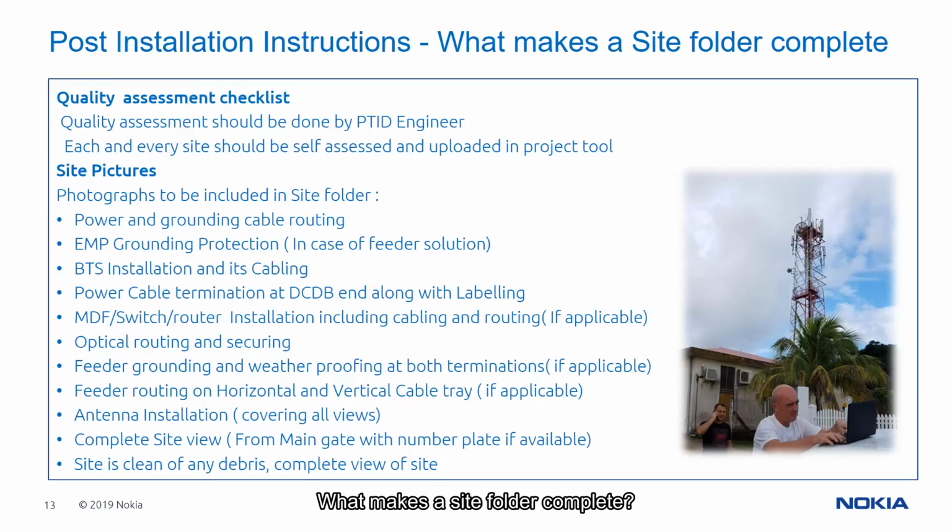What makes a site folder complete? Quality assessment should be done by certified quality engineers. The site quality checklist will include a wide area of items to be verified. Just to mention, site photographs, base station installation and cabling, power cabling and termination, optical fiber routing and securing, feeder connection termination and grounding, antenna installation, directions and tilting, complete site view with overall completion.